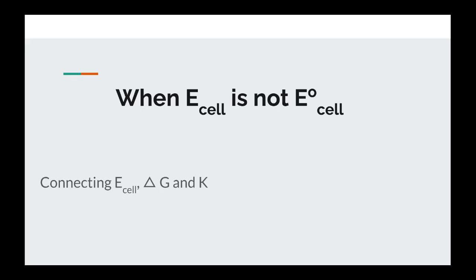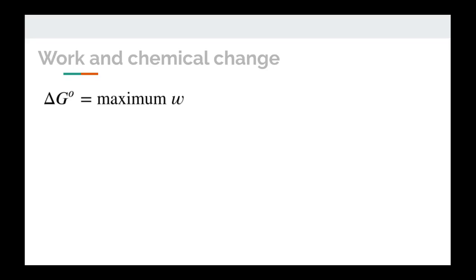In this video, we're going to look at connecting the cell potential and delta G and K. So electrochemistry, equilibrium, and thermodynamics all come together in this last lecture in our whole AP Chem series. The amount of work that's available from any chemical process is maximized at delta G naught. So delta G naught is the maximum amount of work that's available.